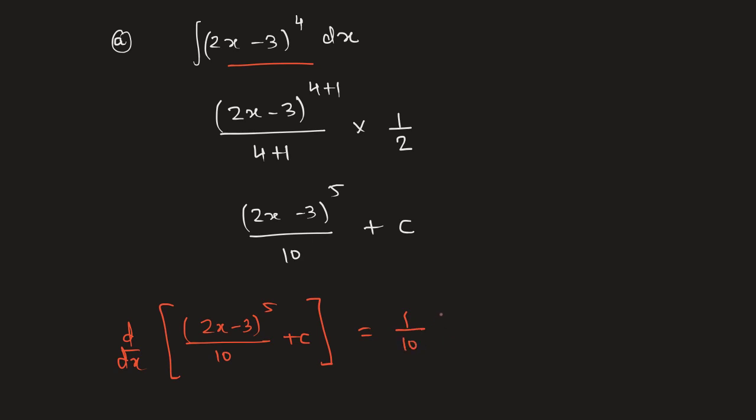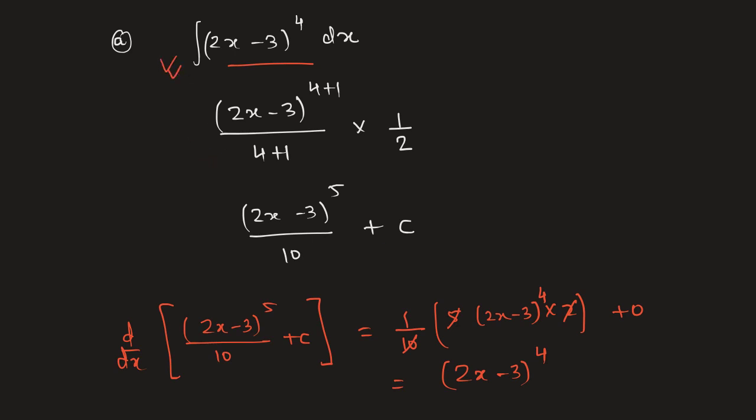If you differentiate this with respect to x, first this is the constant 1 by 10, we'll keep it aside. Now differentiation of this would be 5 times (2x minus 3) into 2, applying the chain rule. Differentiation of a constant is 0. Here the power gets reduced to 4. Now this is 5 times 2, 10, so I can cancel out this 10. What value are we getting? (2x minus 3) to the power 4, which is the same as the original.